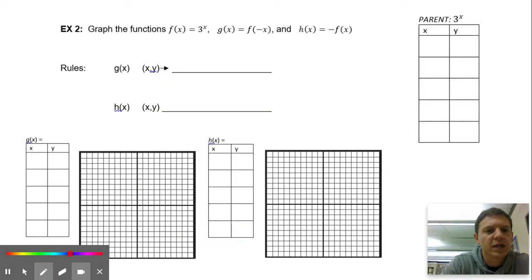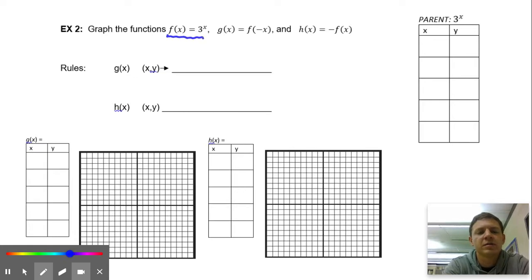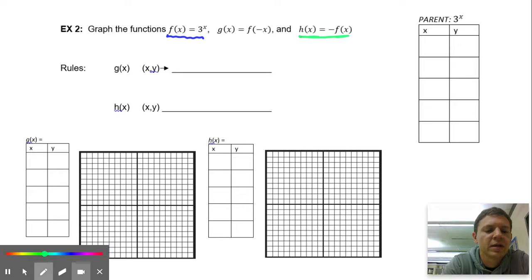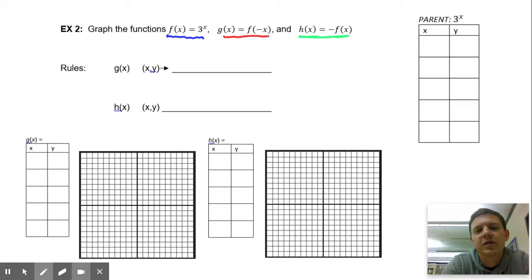All right, 3 to the x. Let's find our parent function. Okay, blue there for the parent function. Next one, our negative outside would be green, okay, because I know that's going to be a reflection across the x-axis, flips vertically. And then in red, I'll mark the reflection inside the function across the y-axis. That's g of x.